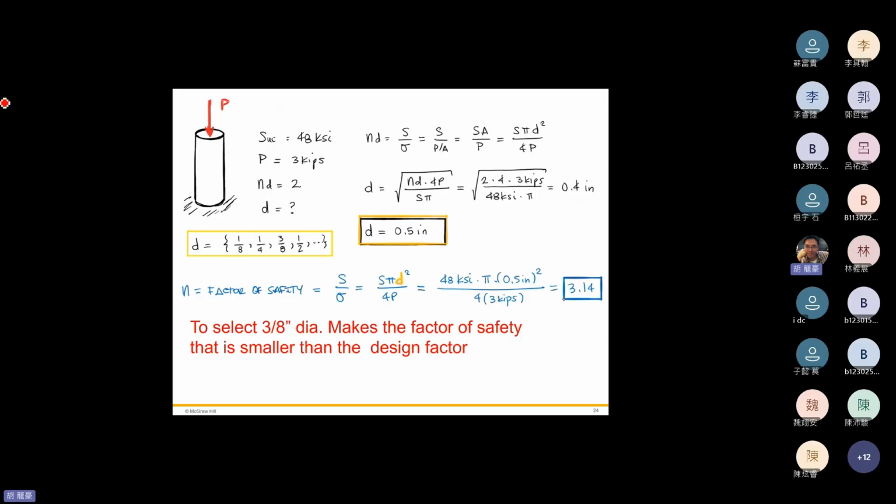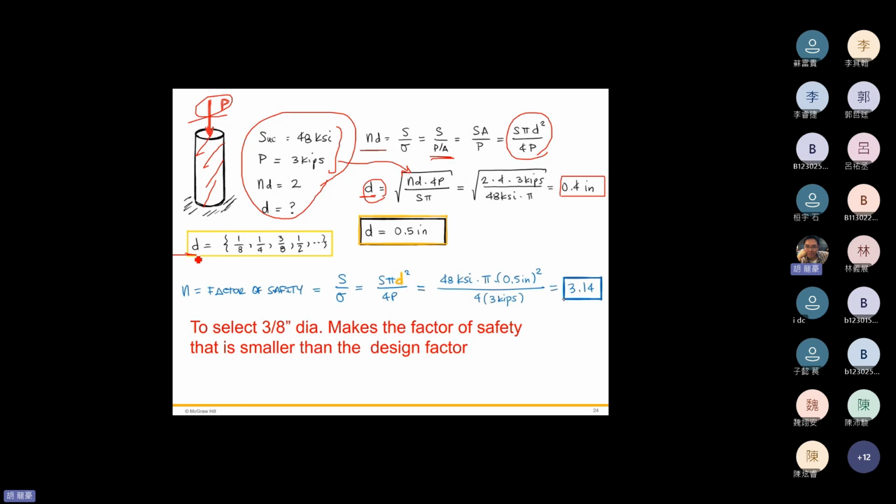So the other example here. We have the column with a center load, and the design vector can be evaluated by this equation: S divided by sigma, and sigma equals P over A, whose diameter is from this value that is already given. We can plug those numbers here, and we can get the diameter of this column. It's about 0.4 inch.